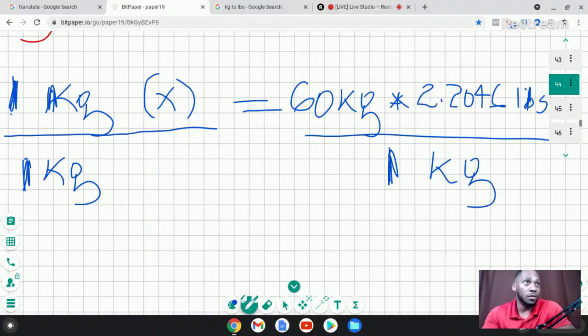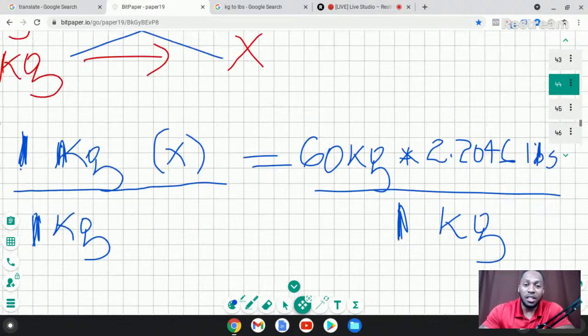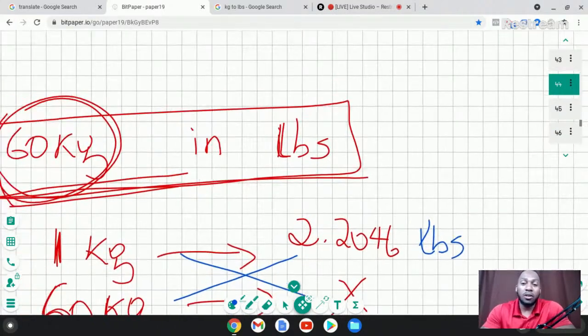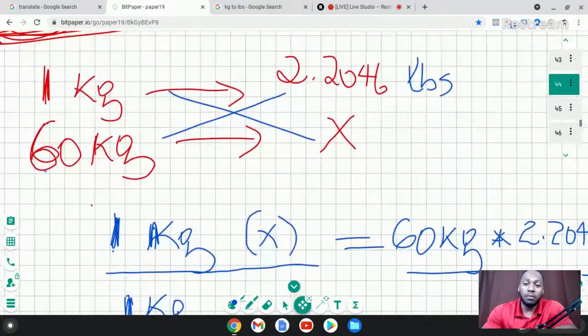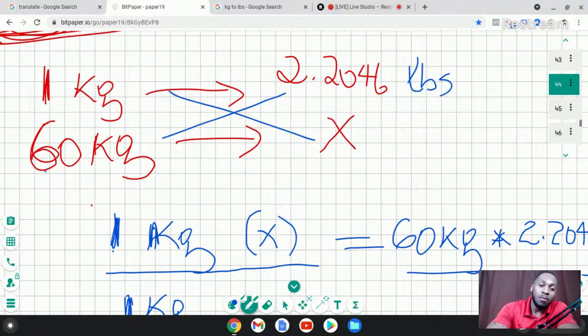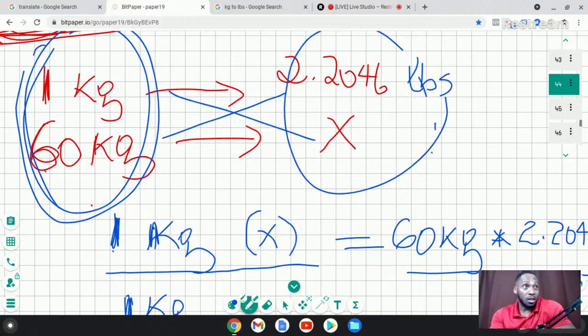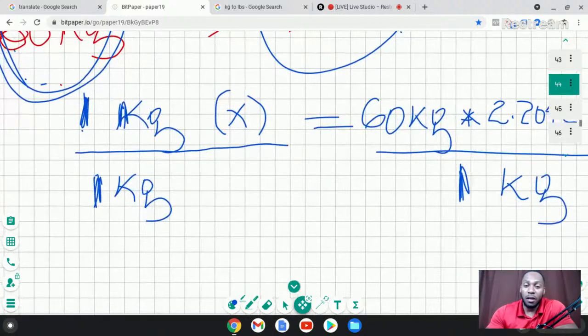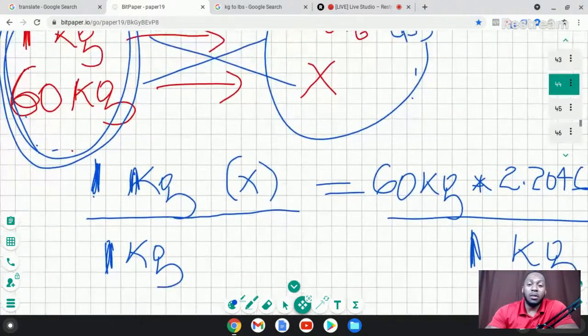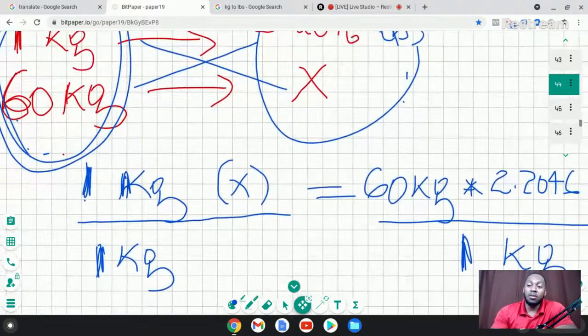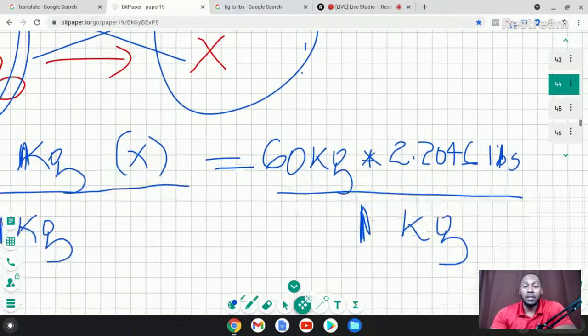Okay, let's recap. First thing we did, we set the relationship that we know about. We know 1 kilogram is equivalent to 2.2046 pounds. And for 60 kilograms, if you have kilograms, you put it on this side. If they had given you pounds, you would put it on this side. What they give me is in kilograms. For 60 kilograms, I'm going to have x, right? So I cross multiply. x multiplied by 1 kilogram is equal to 60 kilograms times 2.2046 pounds.